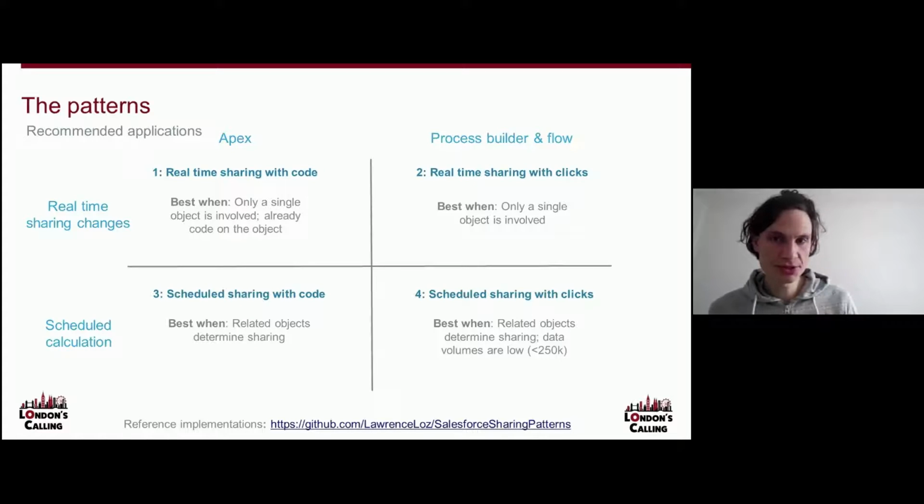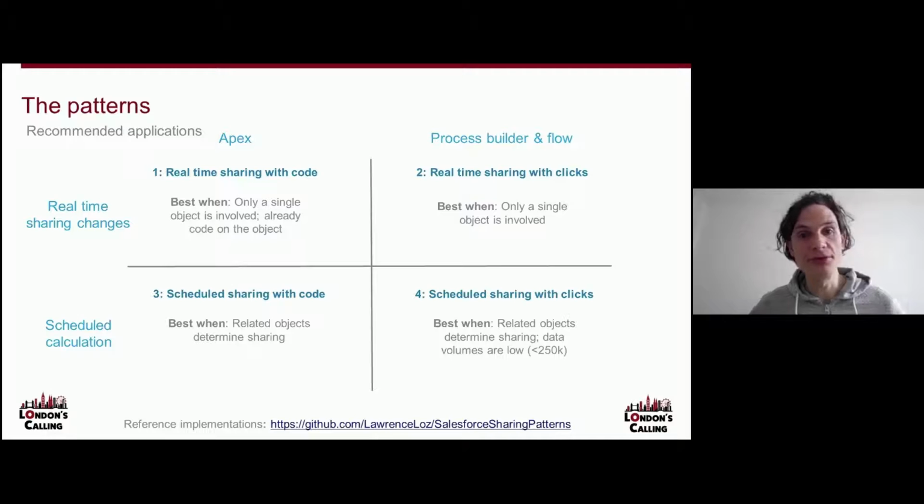So just to summarise some of the circumstances that might influence which pattern is right. So the real-time sharing with code. As we saw, it's ideal when there's just a single logic on a single object involved in the sharing, and obviously being a code-based approach, it depends on what you've already got in your org, that might or might not be the right thing to start introducing trigger logic. So if we've already got a trigger and it's just a single object, that's probably the right way to go.